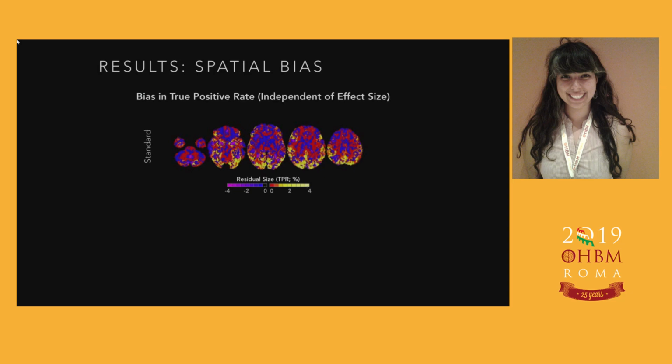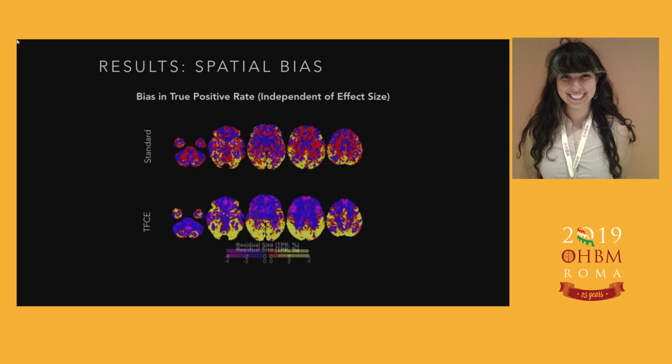And actually for TFCE, even though we have 2 times the detection on average at a large effect size, there's even more spatial bias in these posterior areas. So it's just a good thing to keep in mind, even though we're able to make an increase in one domain, we're actually sacrificing something in the other domain.